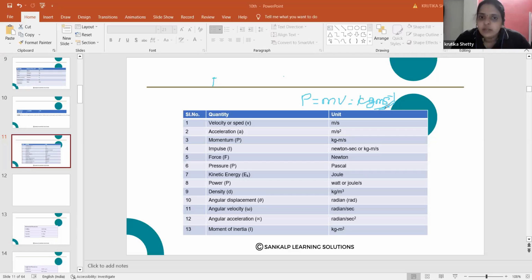Then next we have the impulse here. The impulse is expressed in terms of Newton second, or also kg meter per second. So before explaining the impulse, I will explain force.